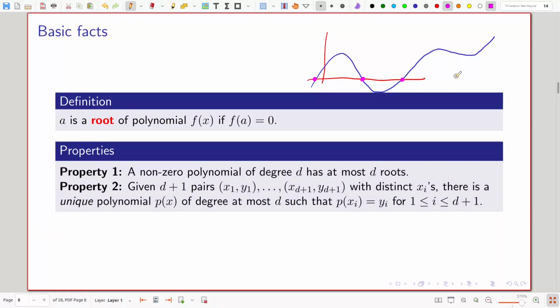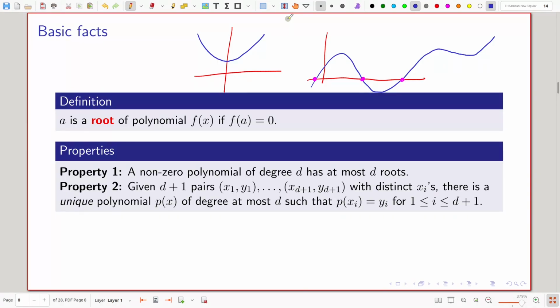Some polynomials might not have roots, like this one. It doesn't have any real roots. But if you look at the complex numbers, then it also has a root. It has a complex root, but we will not go into that. It's really hard for us. Okay, so the property of roots and polynomials that we require is basically this.